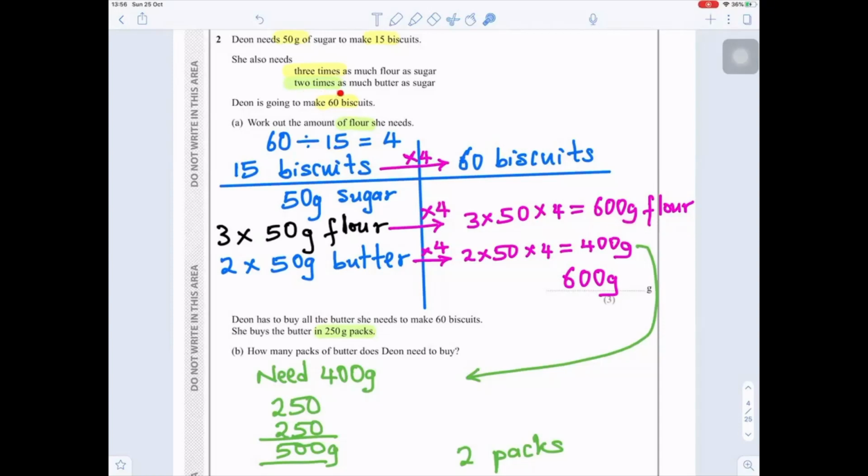For the butter, it's 2 times 50, and then you times that by 4, because you're making it for 60 altogether. So 2 times 50 times 4 gives you 400. So that means, work out the amount of flour she needs. For the flour, she would need 600 grams of flour.